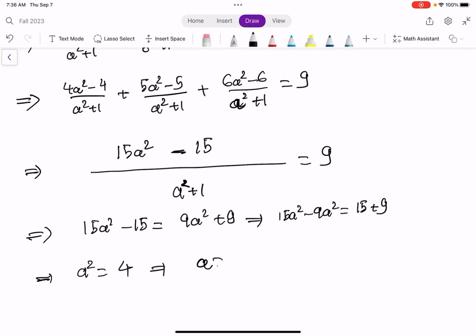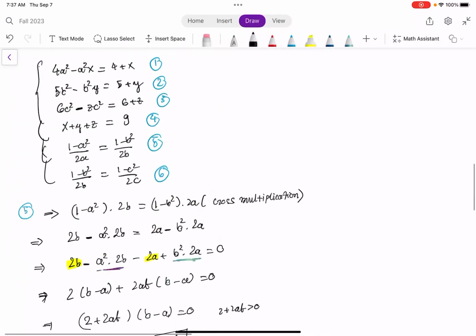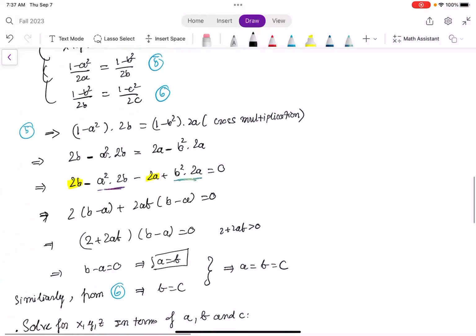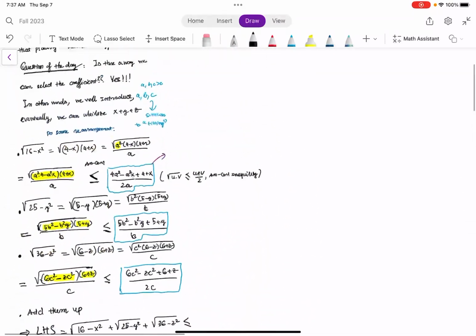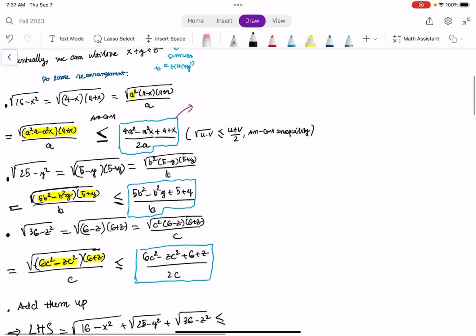So you get a equals 2, because remember, a is a positive number. So a cannot be negative 2. Okay, a can only be 2. So you can write a equals b equals c equals 2. Okay, so we have found a, b, and c using this system of equations. And in the next video, we're going to substitute back into our original result and see what we obtain. Thank you all for your attention, and I'll see you in the next video.